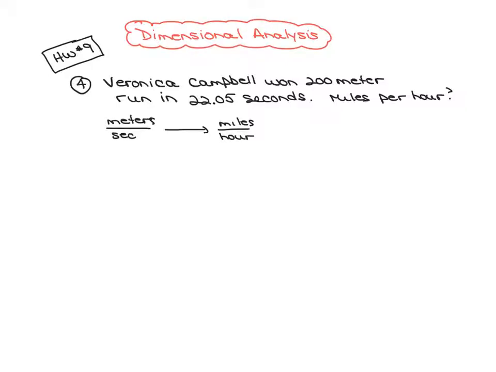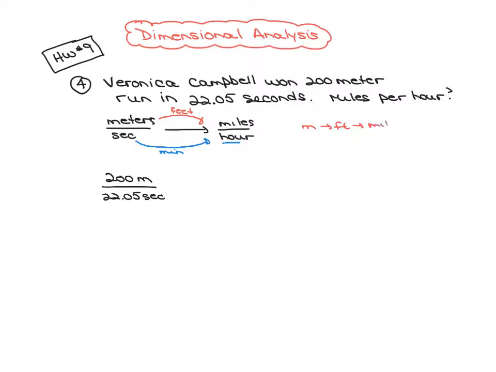The first conversion is going to go from meters to miles, and the second conversion is going to go from seconds to hours. All right, so let's first think, how can we chain meters to miles? I know I can take meters and turn it first into feet and then into miles, and for seconds I can turn those into minutes and then into hours. All right, so let's give that a go. We're going to start off with 200 meters in 22.05 seconds.